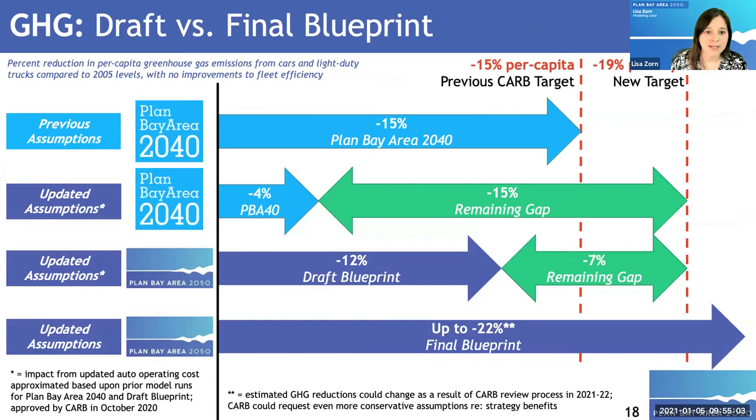Due to the updated assumptions on future external forces, for example, the price of gas is growing more slowly than previously forecasted. Adopting Plan Bay Area 2040 again would have achieved just a handful of greenhouse gas reduction points, as shown on screen. The draft blueprint closed half the gap to the newly increased 19% per capita target for passenger vehicles by year 2035, but it wasn't enough to achieve this ambitious state-mandated target.